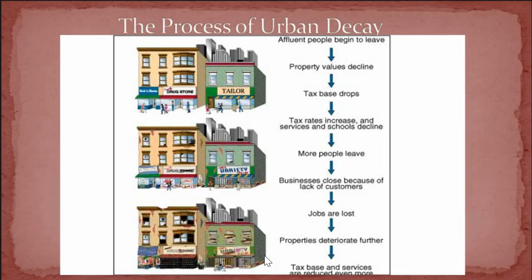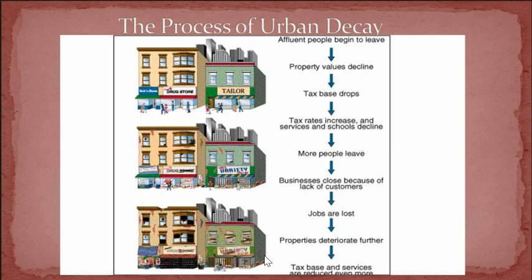Now, when you talk about this process, you start out, you have a neighborhood in the inner city. Affluent people begin to leave. Property values decline, the tax base drops, and they may leave for all kinds of reasons. But one of the big reasons, by the way, is to own a home, right? If you're living in the city center, you are probably living in an apartment, and a big pull of suburbs is the opportunity to have a yard and a home and things like that. So people who can afford that will oftentimes leave.